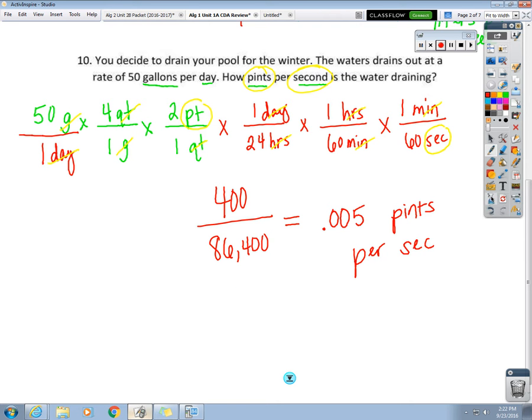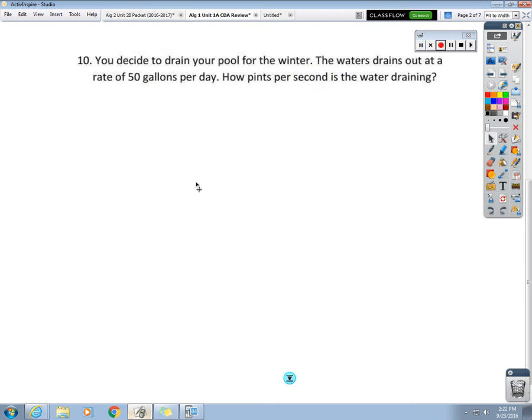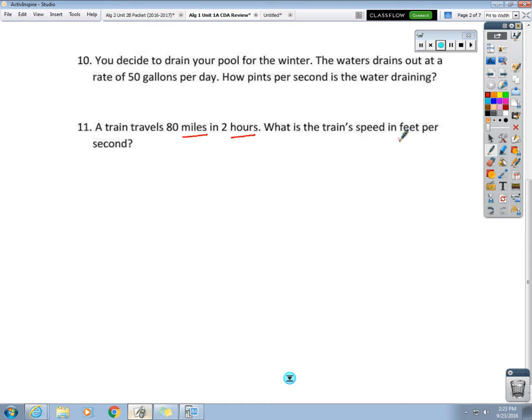Okay, number 11. A train travels 80 miles in 2 hours. What is the train speed in feet per second? Okay, so what did they give us? What units? Miles and hours. Right, and they want the answer in feet per second. So first, let's just worry about the 80 miles. Let's convert that over to feet.